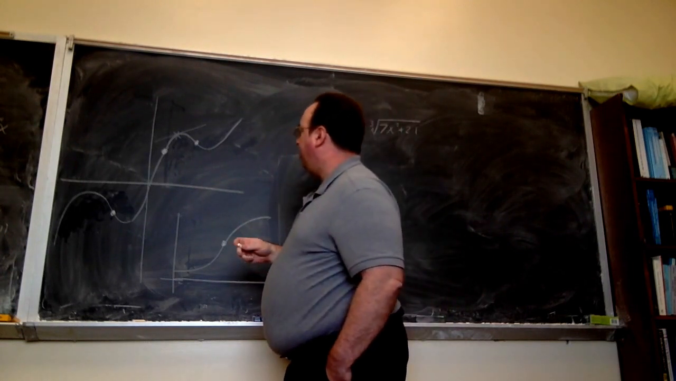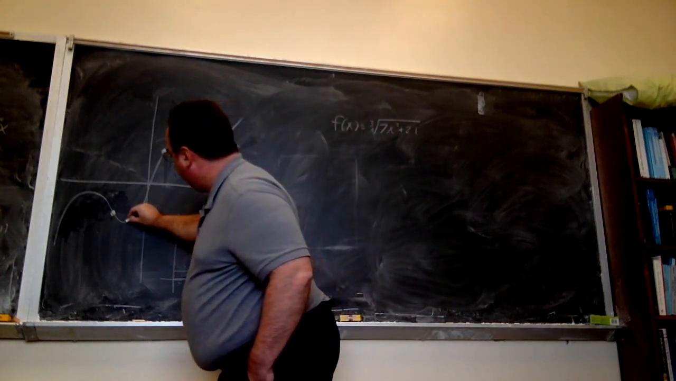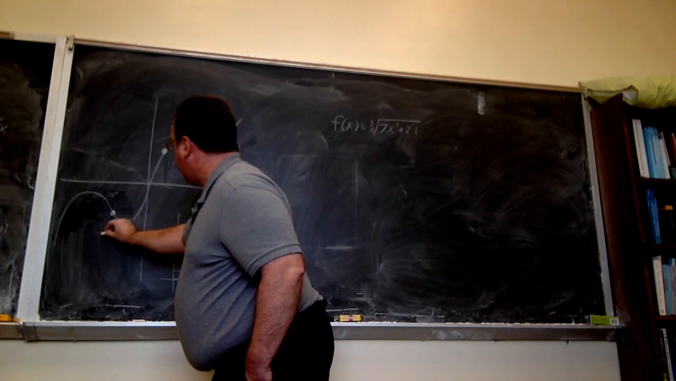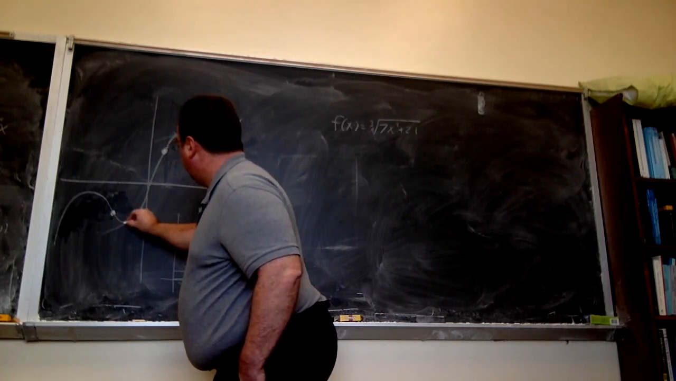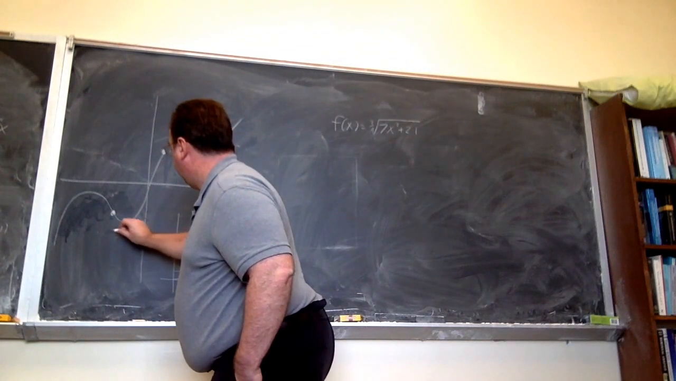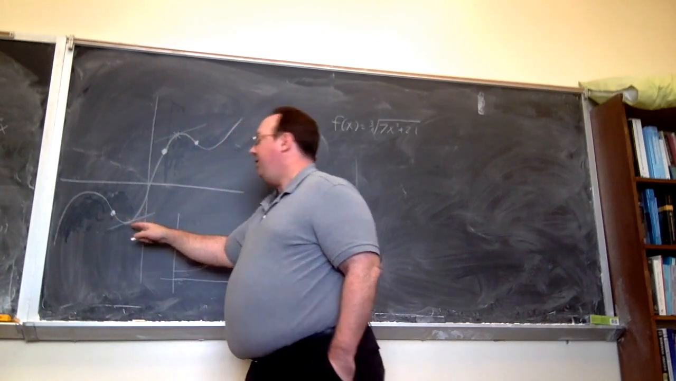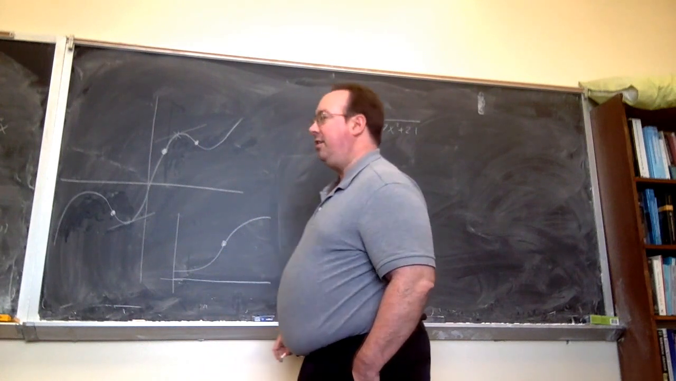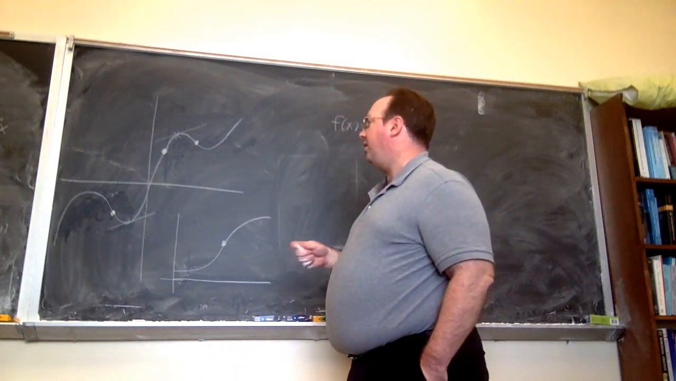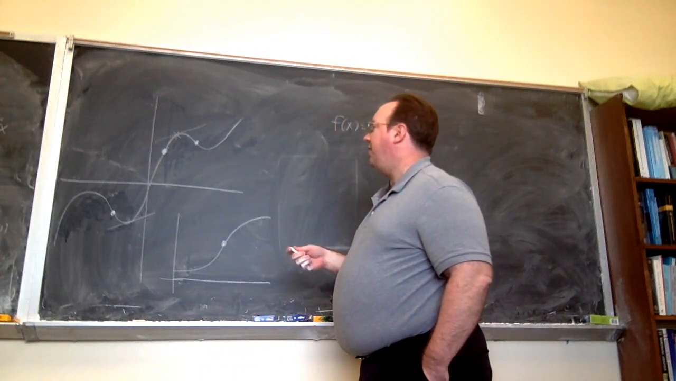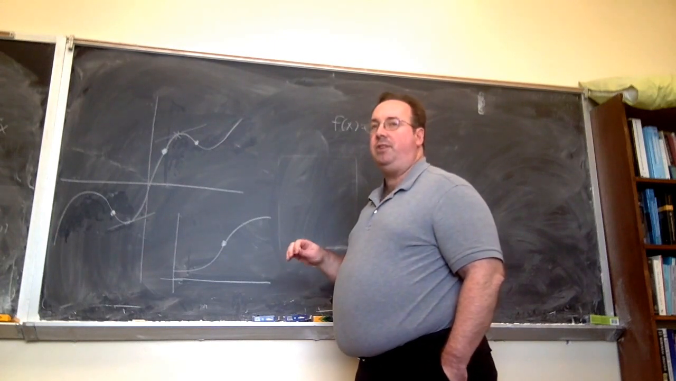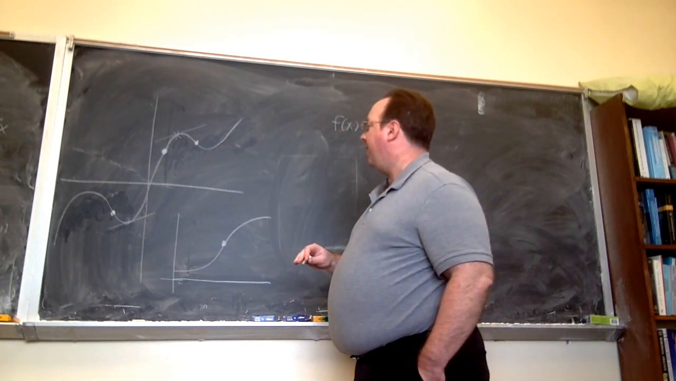Whereas if I pick a different point, like this one right here, and draw the tangent line, here the graph is above the tangent line. So when the graph is above its tangent line, it's concave up. When the graph is below its tangent line, it's concave down. So you can always use that to visually determine concavity.